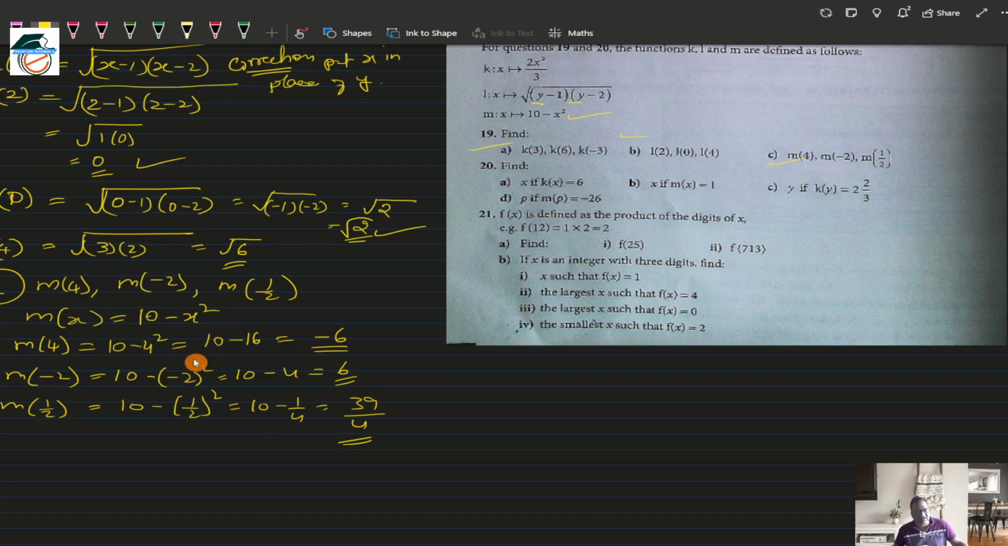Okay, so these are the answers for your C part of the question. So minus 6, 6 and 39 upon 4. This 39 upon 4 can be written as 9 and 3 by 4. Fine. So question number 19 is done. Now let us start with question number 20. Part A is: find x if K of x is equal to 6.